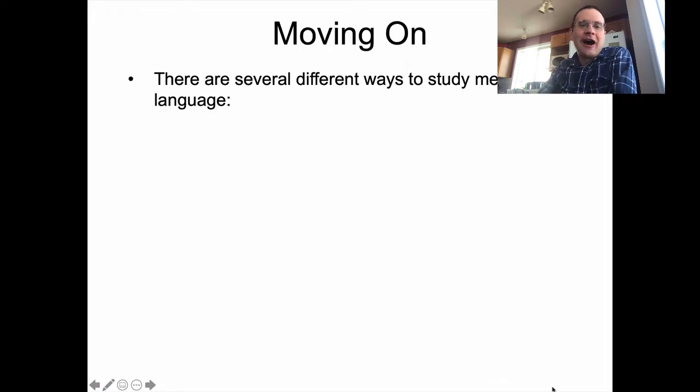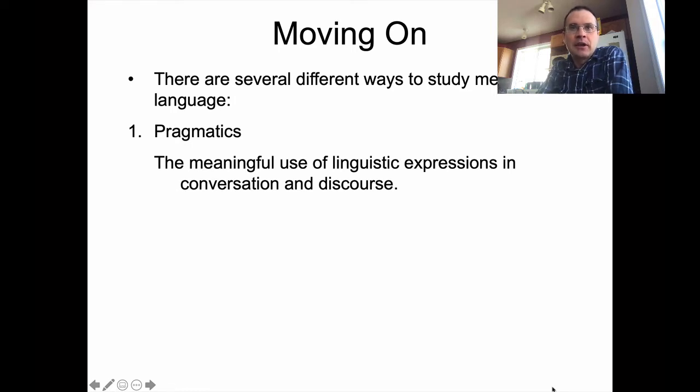Okay, so we want to study meaning. How do we get at it? There are several different ways to study meaning. We've seen one already. That's pragmatics, which is an investigation of the meaningful use of linguistic expressions in conversation and discourse. Basically, how do you get meaning out of the context in which a sentence is uttered.